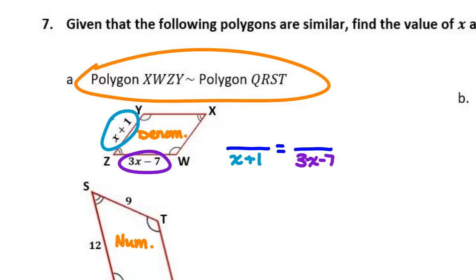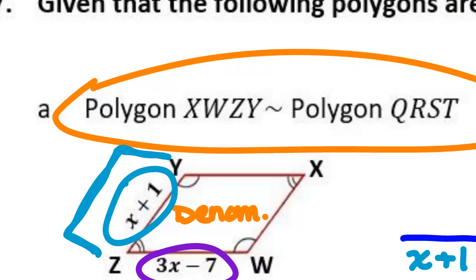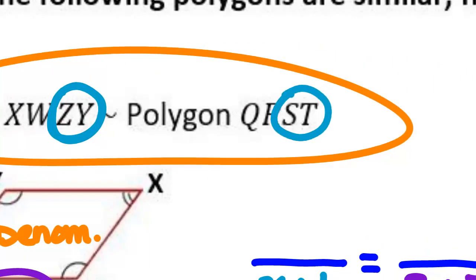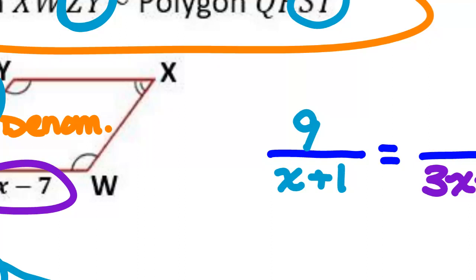Now I have to find what they correspond to, and I have to make sure that I'm getting it right. So x plus 1, that's side ZY, right? Here's ZY in that similarity statement. And that means it corresponds to what on my other parallelogram? ST, last 2 letters here, so we're going to go find ST. There's ST, so 9 is what goes in the numerator of that fraction, because those 2 sides are corresponding based on my similarity statement, ZY and ST, so they have to make a fraction together.